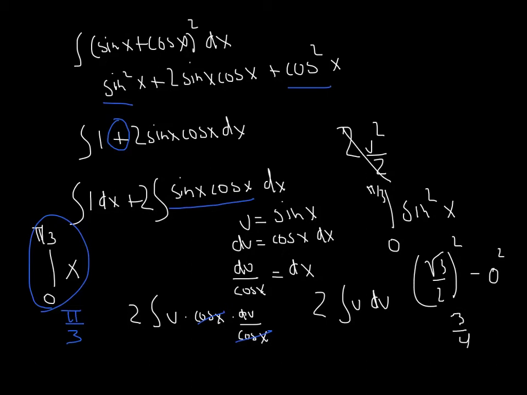But don't forget that way back here, we had that part as well. All right, so it's going to end up being, final answer, pi over 3 plus 3/4.